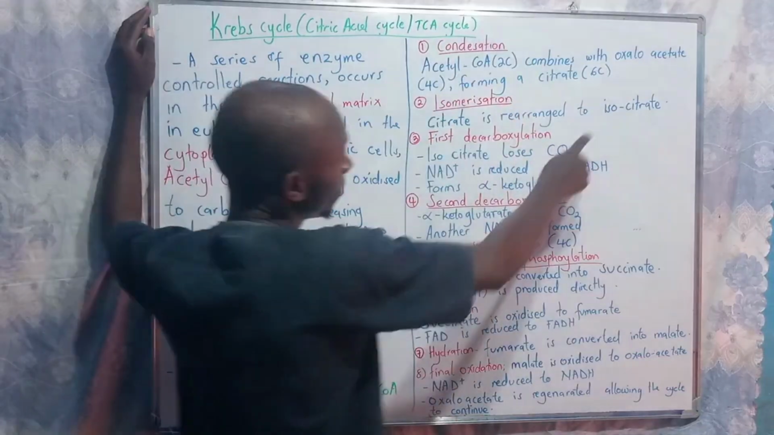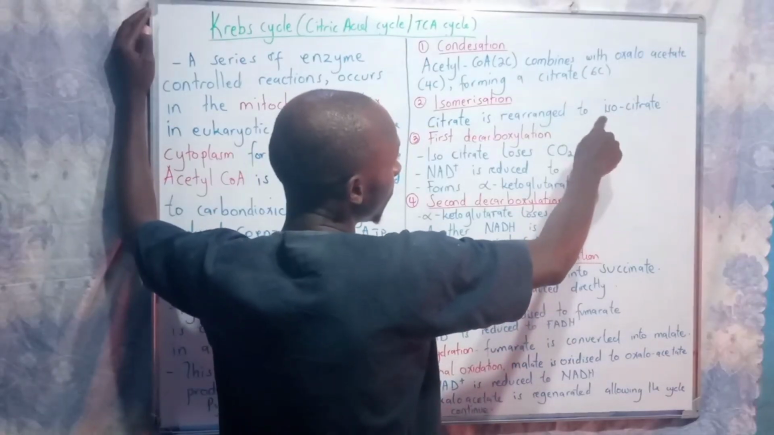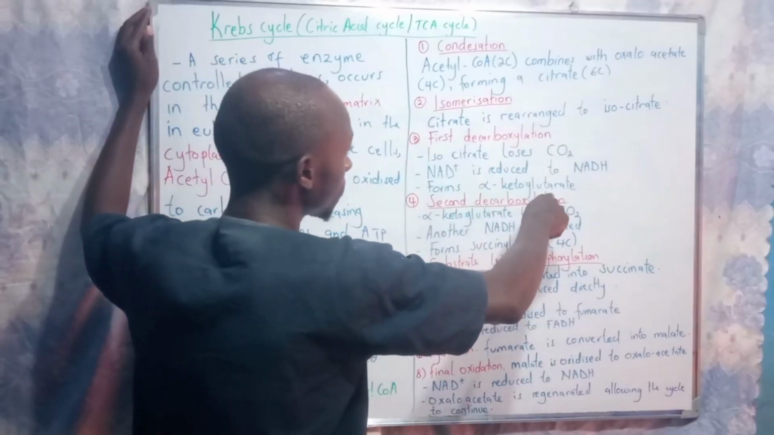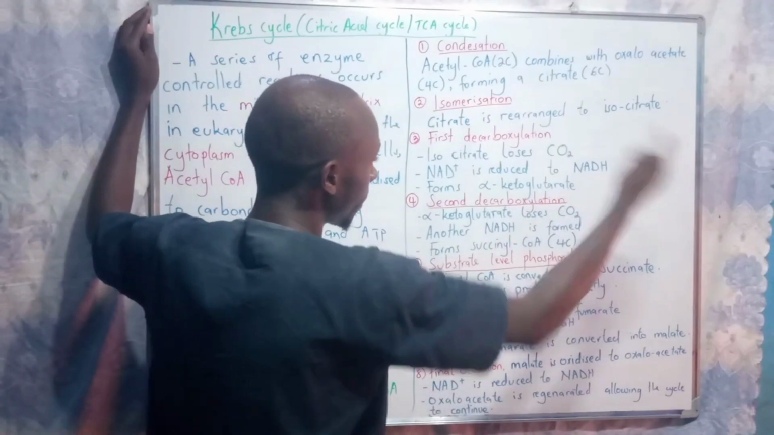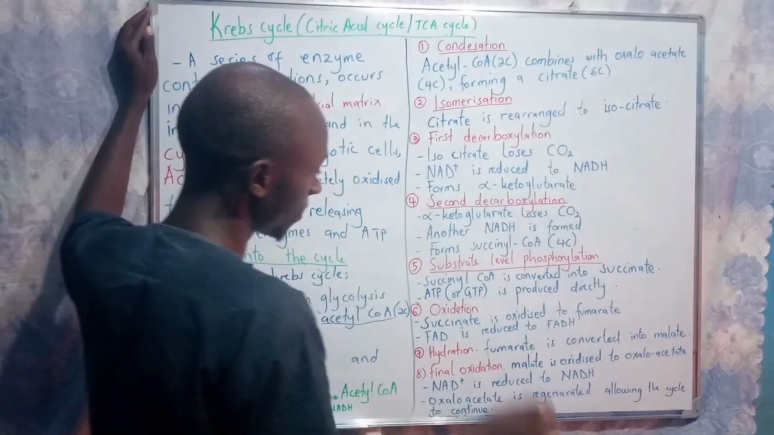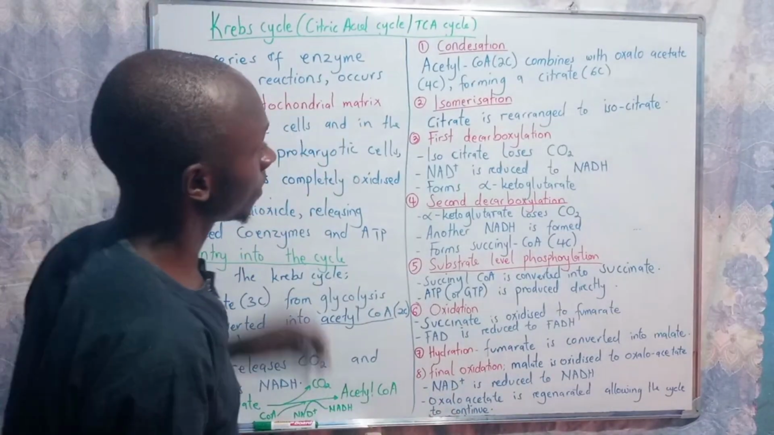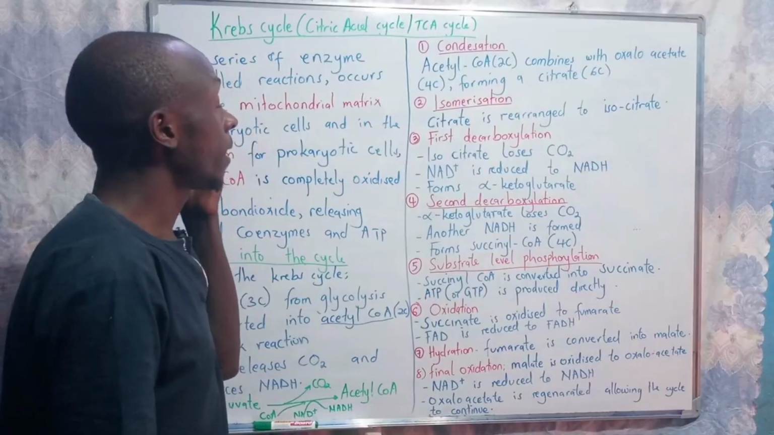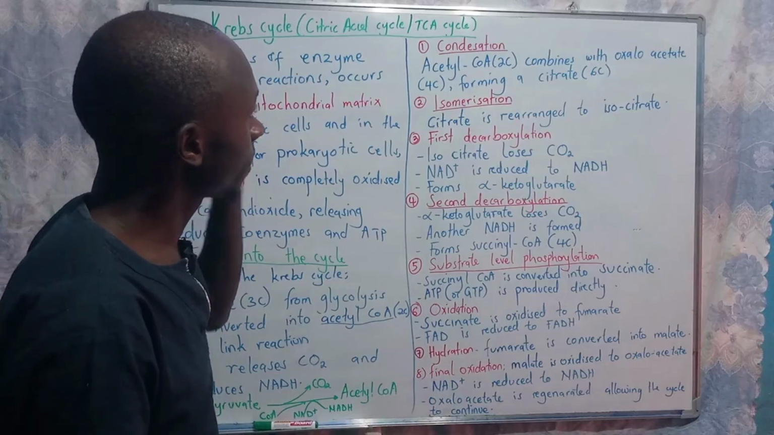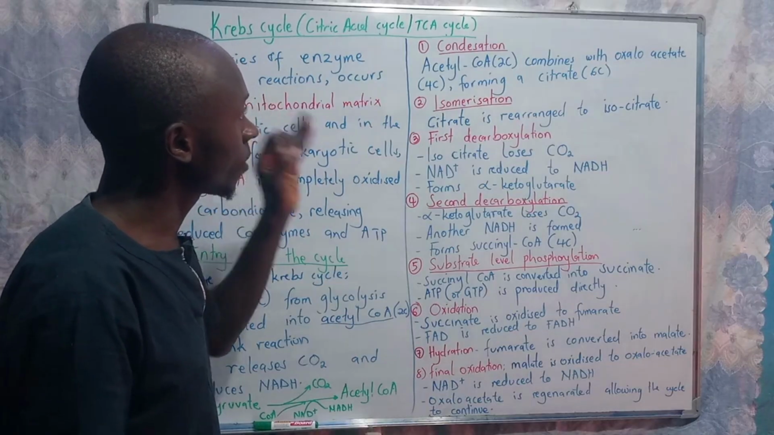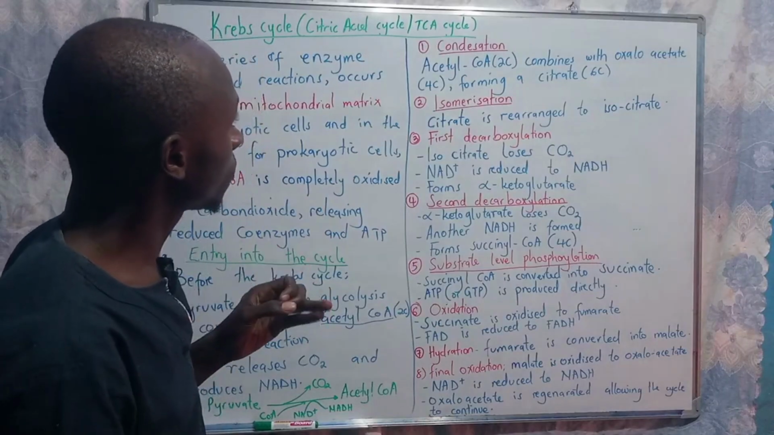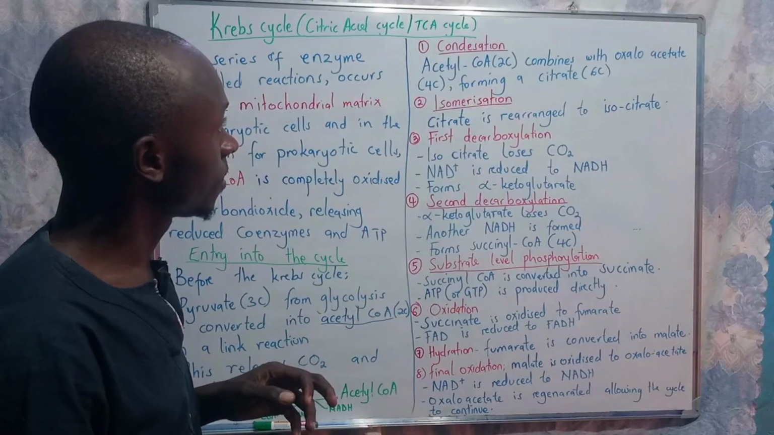For example, isocitrate, you can also use isocitric acid. Alpha ketoglutarate, you can also say alpha ketoglutaric acid. Succinate, succinic acid. Fumarate, fumaric acid. So that is the first stage, the condensation stage. We're having the acetyl coenzyme A, which is a 2-carbon molecule, combining with oxaloacetate, which is a 4-carbon molecule, forming citric acid or a citrate.